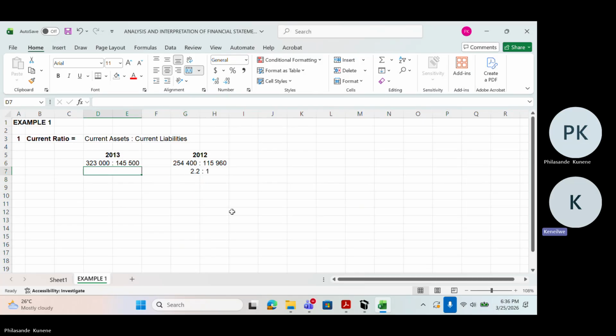I'm getting 2.2 is to 1. It's still 2.2 is to 1. Nothing much has changed, it is still 2.2 is to 1 in both years. It is above the norm.